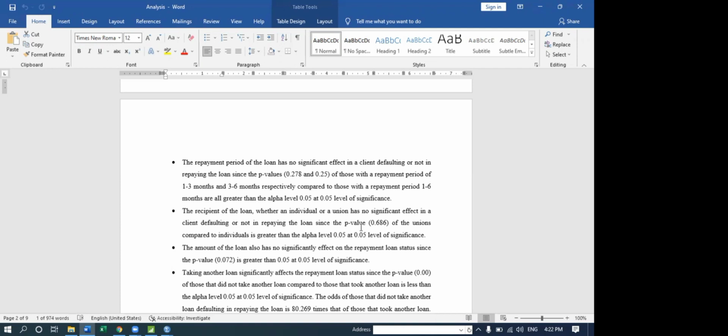Then I will tell them to focus more on union, because they tend not to default in repaying the loan. But based on this analysis, it's telling us that both union and individual behave alike. So because they behave alike, you don't have to favor a particular group.